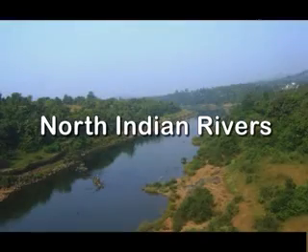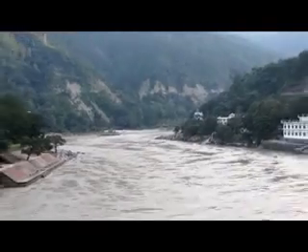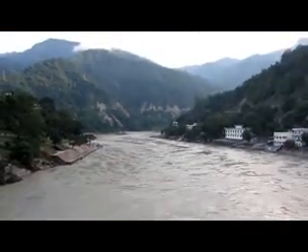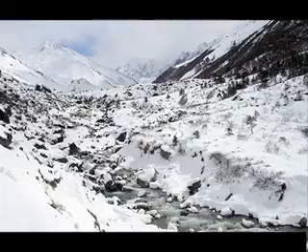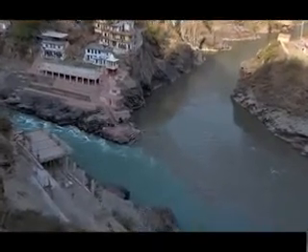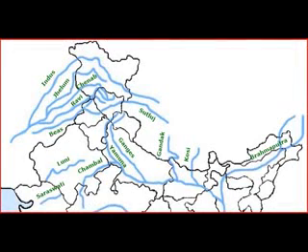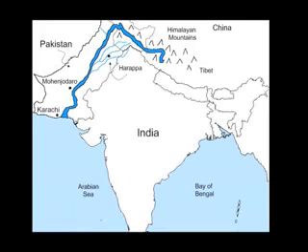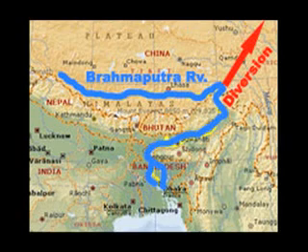North Indian rivers. They mostly rise in the Himalayan mountains and are snow-fed and rain-fed. They are perennial in character. There are three river systems in North India. They are the Indus, the Ganges, and the Brahmaputra.